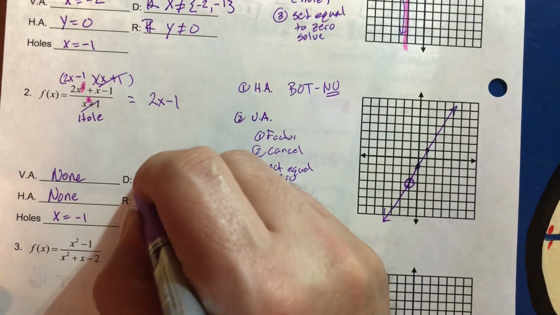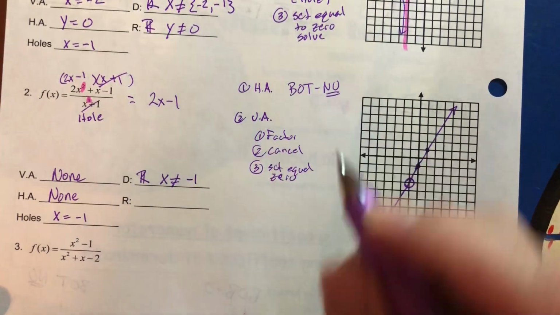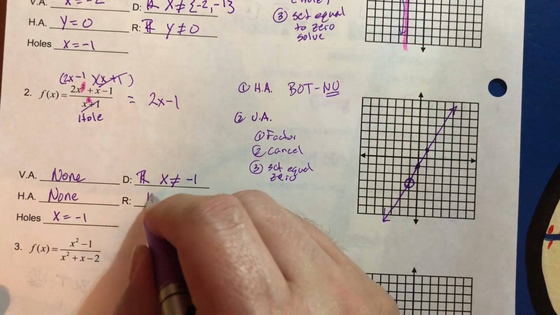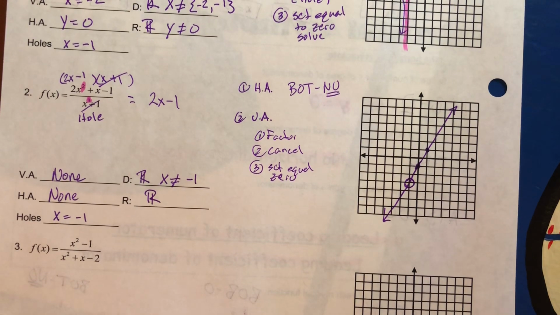So my domain is going to be all real numbers, except x cannot be equal to -1, because that's where I have a hole. And then my range is simply all reals. Okay.